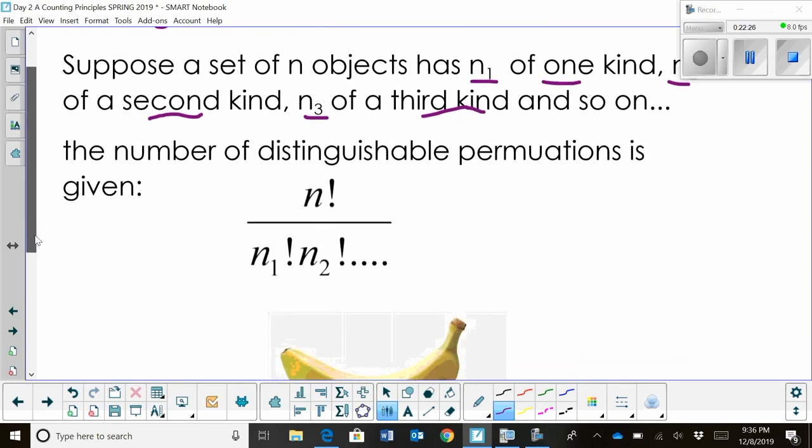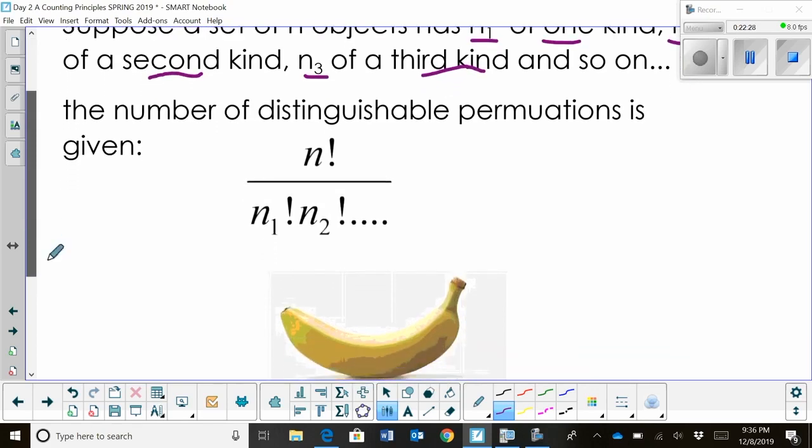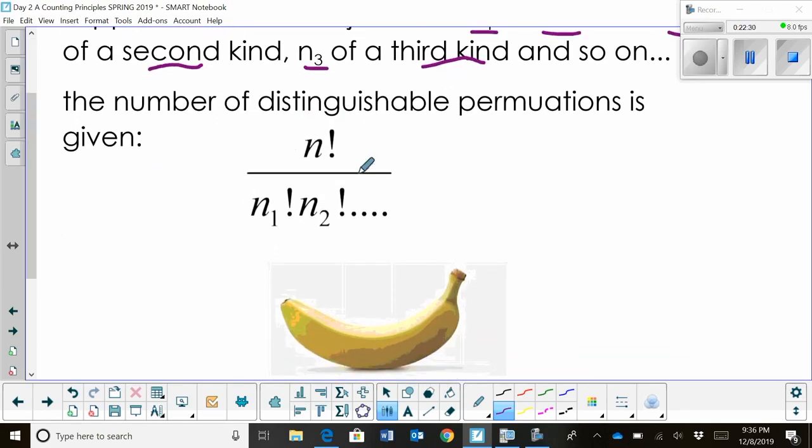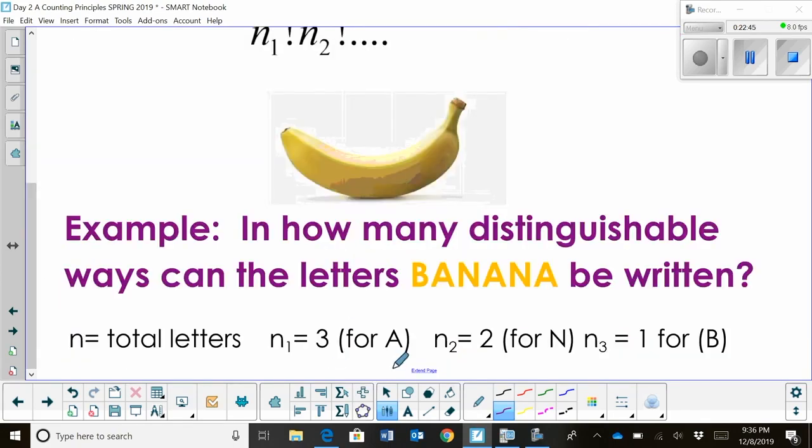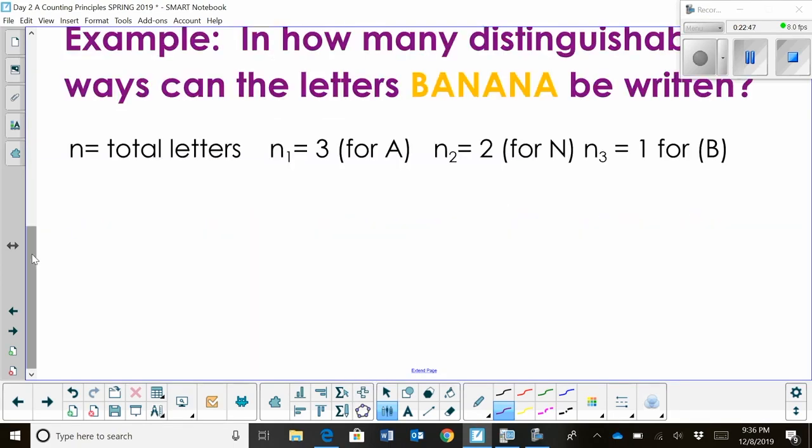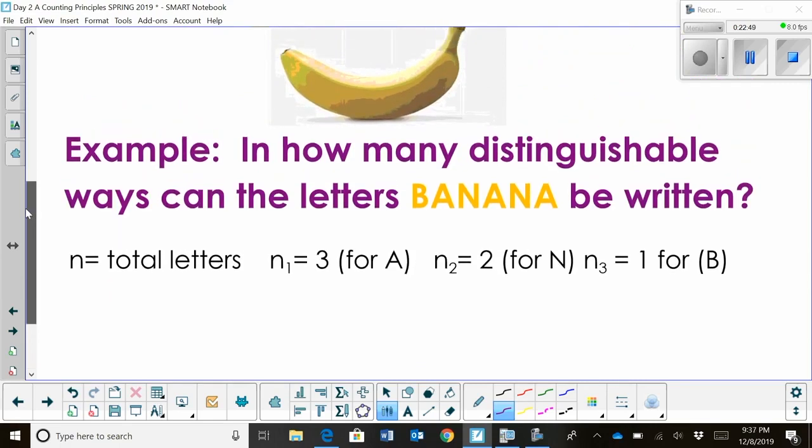Okay, to find the number of permutations, we're going to take n factorial, which is the total number, divided by n sub 1 factorial, n sub 2 factorial, or whatever's being repeated. So let's look at the case of the banana. Here's the case of the banana for our distinguishable permutations. And how many distinguishable ways can the letters banana be written?